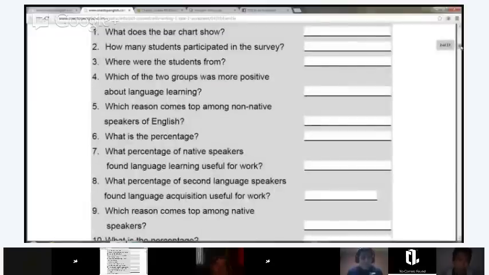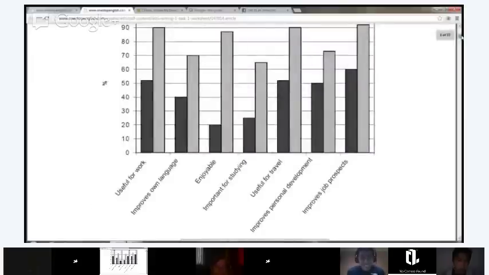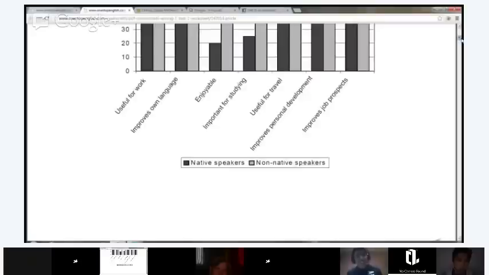What percentage of second language speakers found language acquisition useful for work? A lot. 90%. Yeah, 90%. Oh my gosh. 90%.